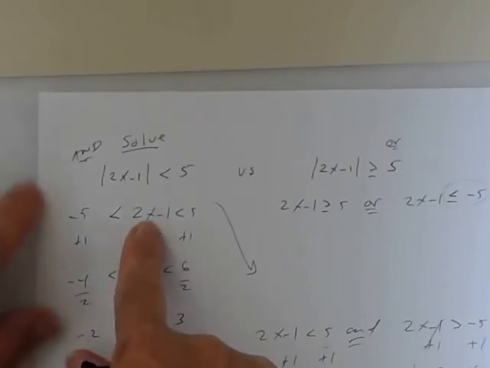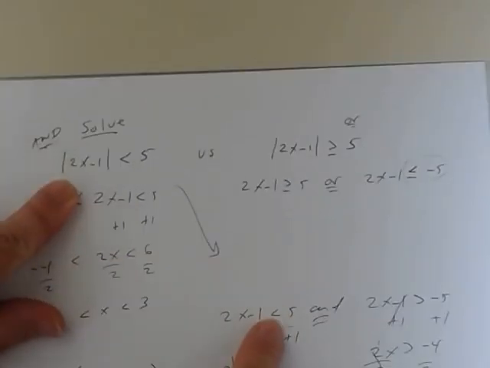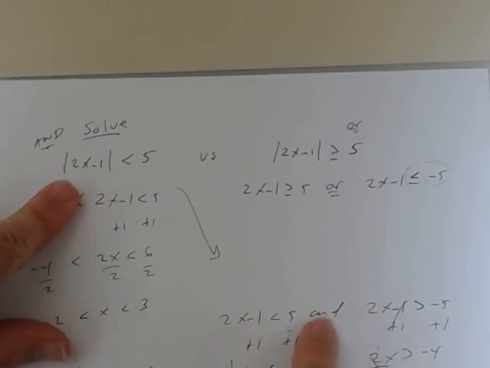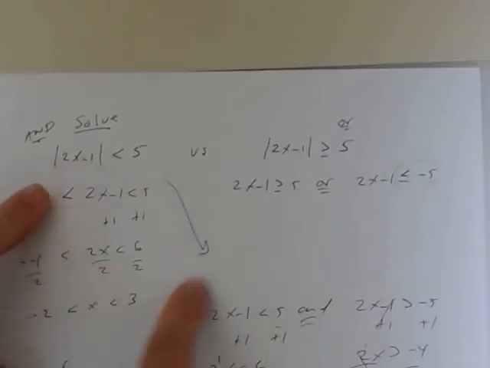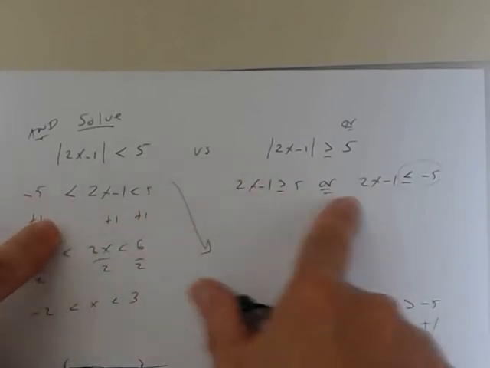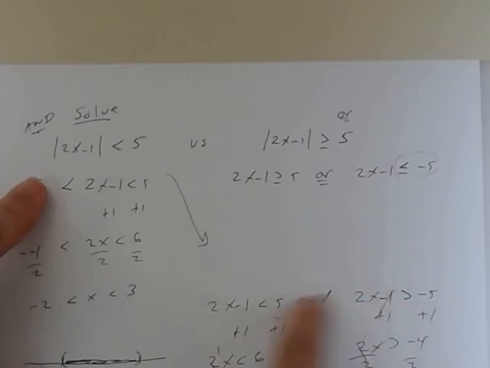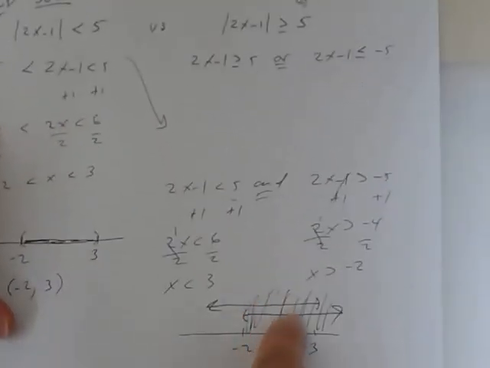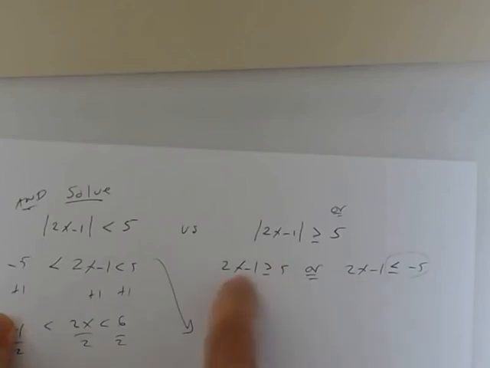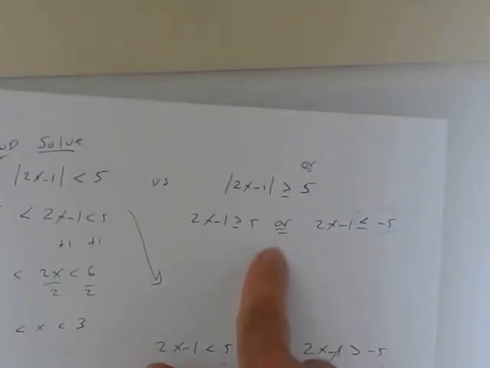No, I have 2x minus 1 is less than 5. No, I was saying that when I went this way, I wanted to tell you that you could have written this as two statements as long as you put the word "and." And means what? Intersection. And means intersection. Or means what? Union. Or means union.